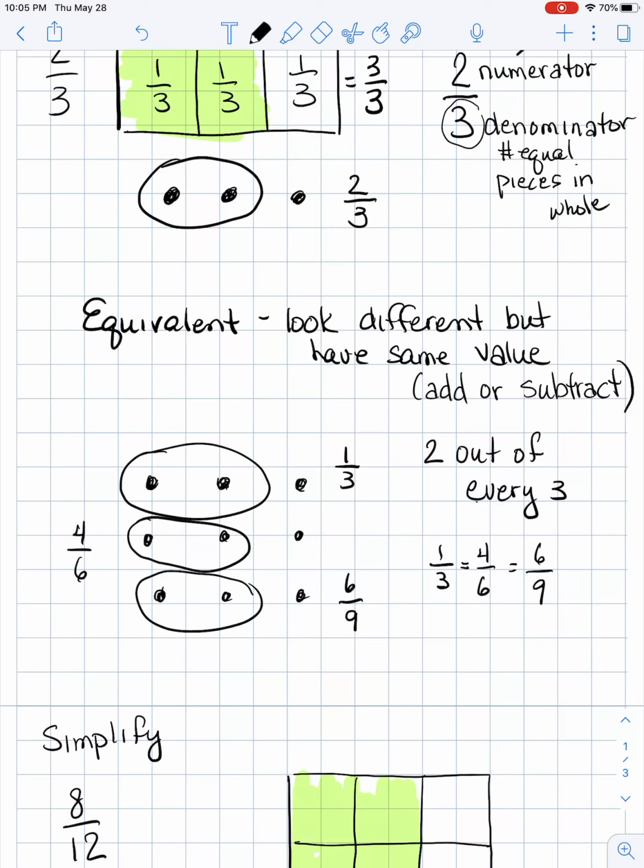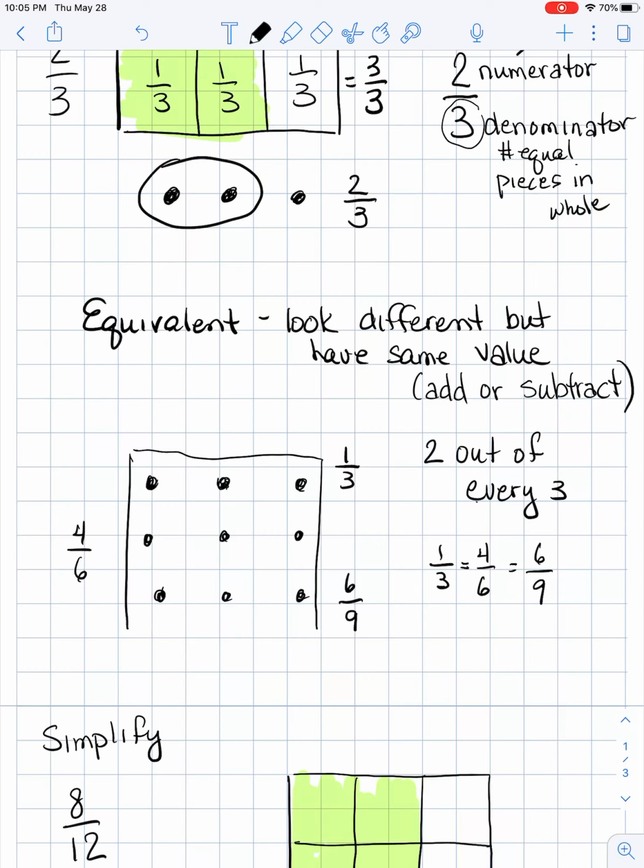If I wanted to show you kind of like the first model, what I could do is I could actually erase this and just kind of put a box around here.